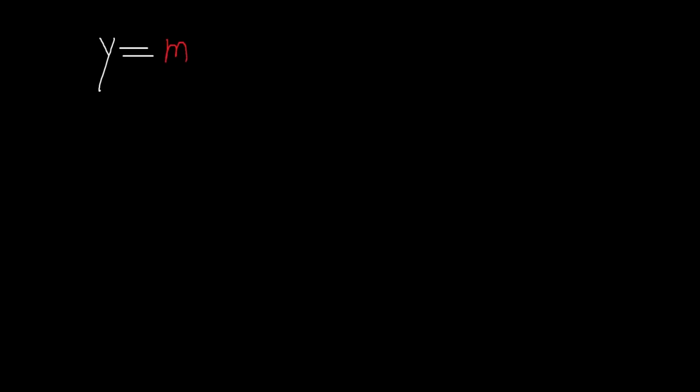So it's y equals mx plus b. m is what we refer to as our slope. The slope is basically how quickly it gets taller, so how fast it goes up relative to how fast it goes forward. So change in y over change in x.